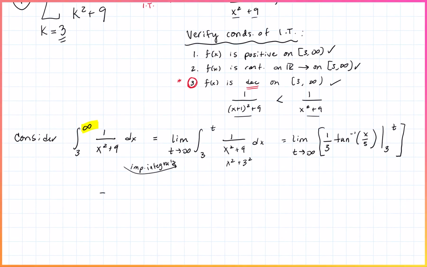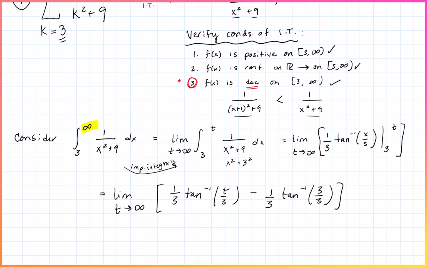And we'll keep moving along here. This is going to be equal to the limit as t is approaching infinity of 1/3 inverse tangent of t over 3 minus 1/3 inverse tangent of 3 over 3, which is 1. So we're looking at the inverse tangent of 1. Well, the inverse tangent of 1 is pi over 4. And the inverse tangent as t is approaching infinity.